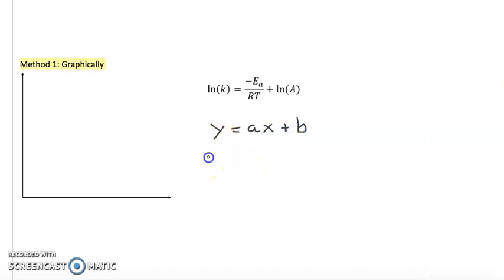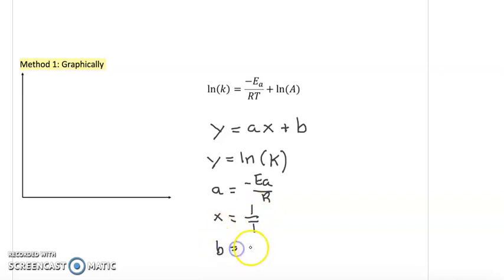Meaning that y is equal to ln k. A, we set to be equal to minus activation energy over gas constant. X will be 1 over temperature. And B will be ln of the frequency factor. So on the x-axis here we have 1 over temperature. On the y-axis we have ln k.